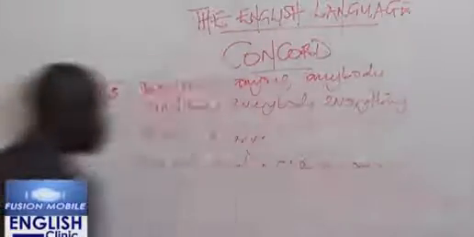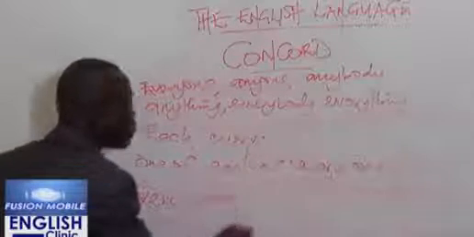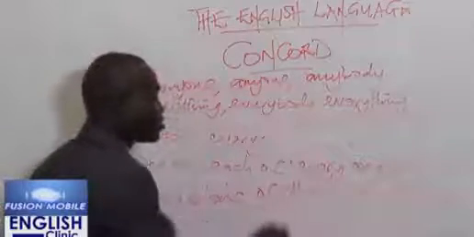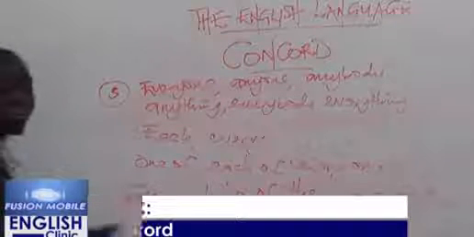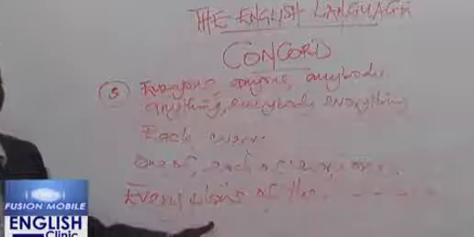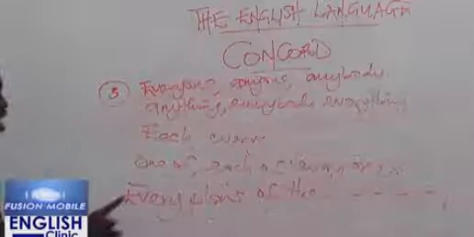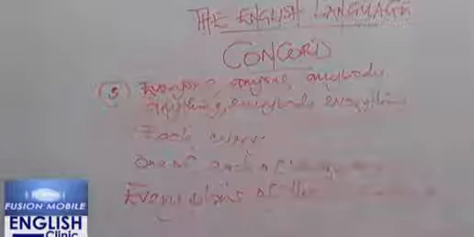Now, for those of us who go to church, I'm not saying this to spite anyone that goes to church. You will probably hear this expression, every plans of the devil, and so on and so forth. This expression is incorrect. Why? Because every is functioning like an adjective and it must qualify a singular noun. So I cannot say every plans of the devil. What would I say? Every plan of the devil.